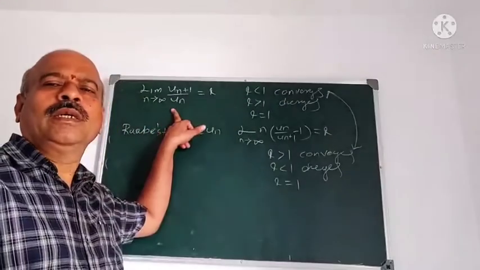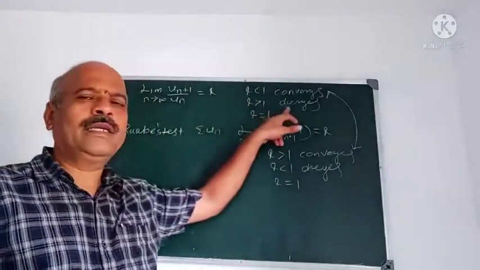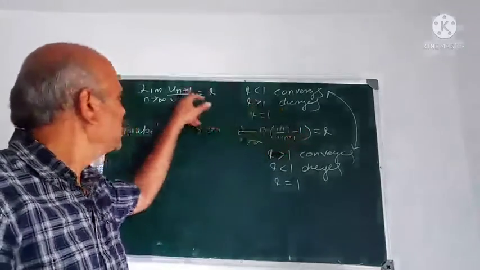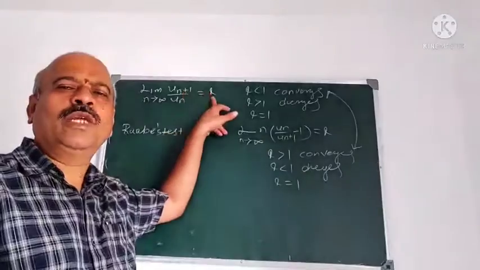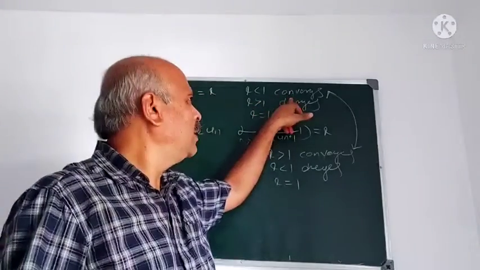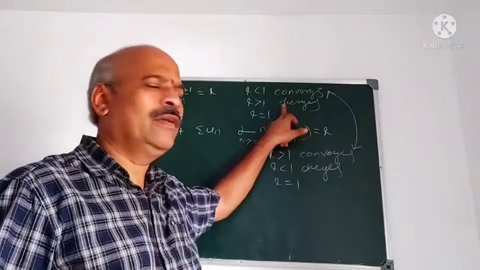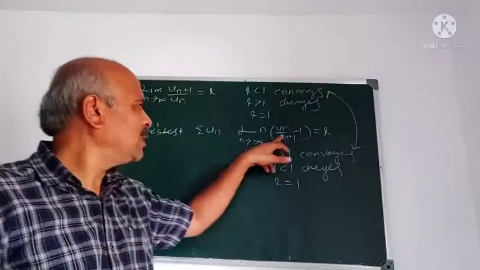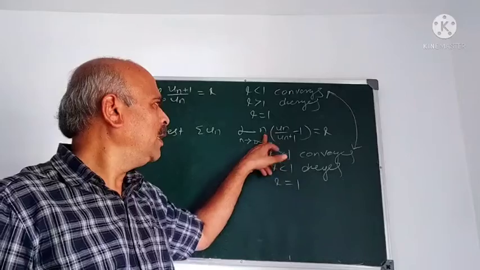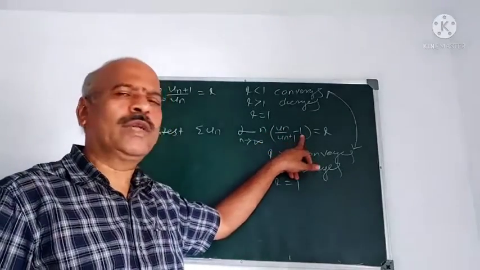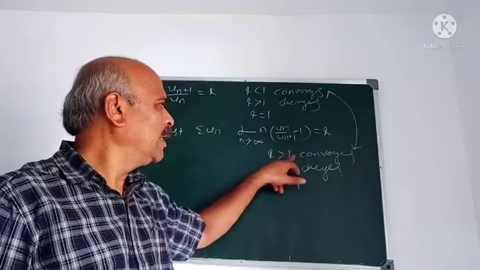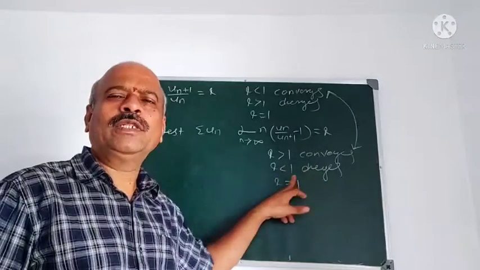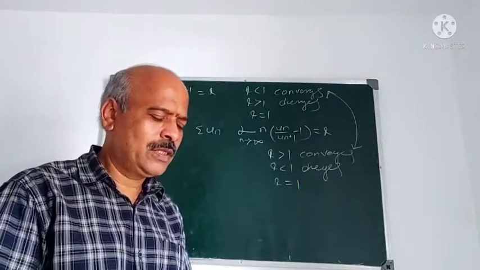This is D'Alembert's ratio test, and I solved problems applying it. In this case we take un plus 1 upon un. If L is less than 1, it converges; greater than 1, diverges; equal to 1, the test fails. But in Raabe's test we take the limit of n into (un upon un plus 1 minus 1). Suppose it is L: greater than 1 converges, less than 1 diverges, equal to 1 the test fails.